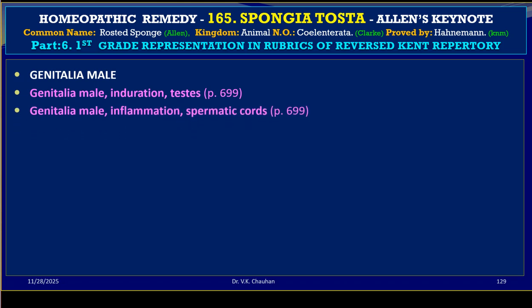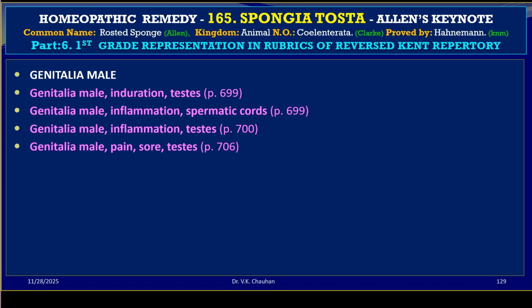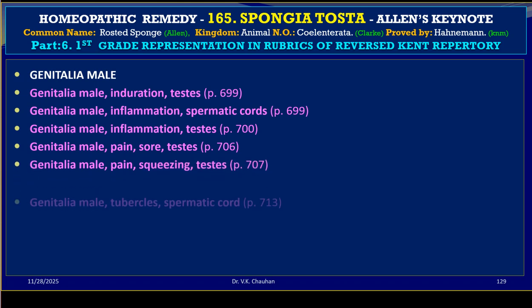Genitalia male, inflammation, spermatic cord. It is also confirmed here. It is a very valuable symptom. Genitalia male, inflammation, testis. Induration of testis and inflammation of testis. Inflammation, acute and chronic, is induration. Maltreated gonorrheal cases can bring about this kind of chronic inflammation. Genitalia male, pain, sore in the testis, pain, squeezing in the testis.